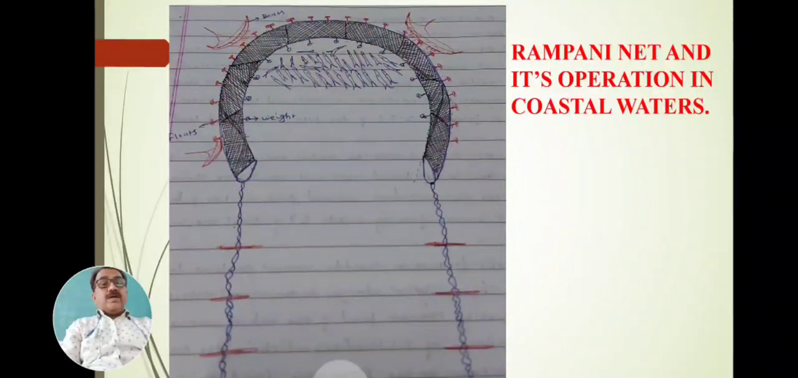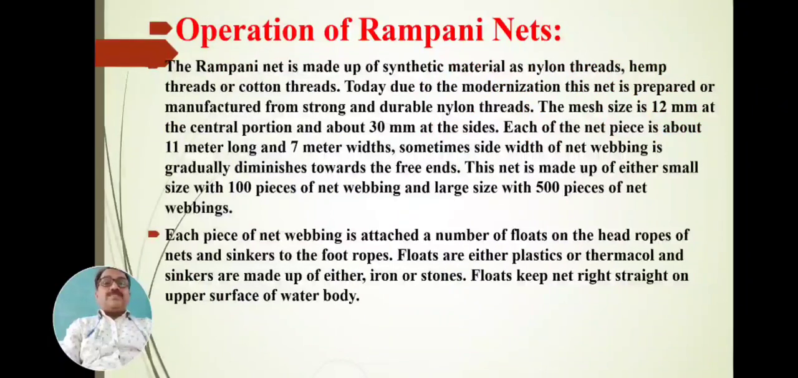That is the Rampani net and its operation. How is this net operated? When is this net operated? The Rampani net is made up of synthetic material. Operation of the Rampani net: how it is operated and how it is constructed.